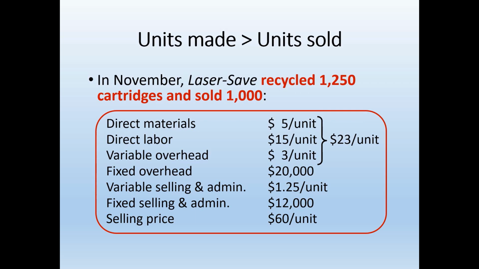And we have been given a bunch of information about the firm. The firm's cost and price structure hasn't changed. The only difference in November compared to October is that this month the firm recycled 1,250 cartridges but only sold 1,000. Let's see how that affects our understanding of the firm's performance.